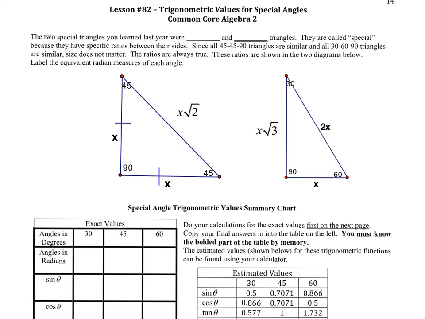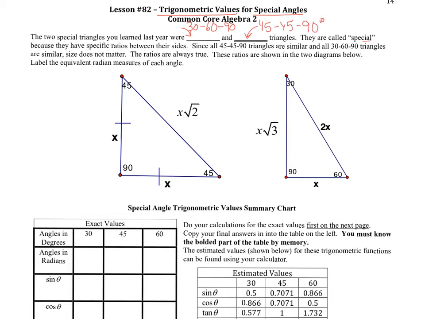In this lesson, we're going to be looking at the trigonometric values for special angles. We're going to start where you left off in geometry with special angles. So this says the two special triangles you learned last year were, and I'm probably going to have trouble fitting this, 30, 60, 90 triangles and 45, 45, 90 triangles. So we have pictures of them down here.